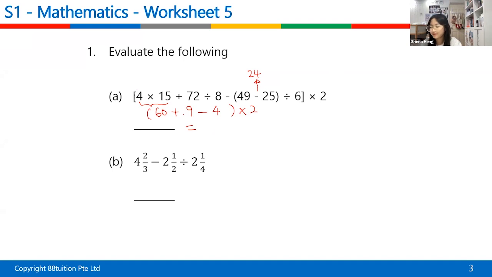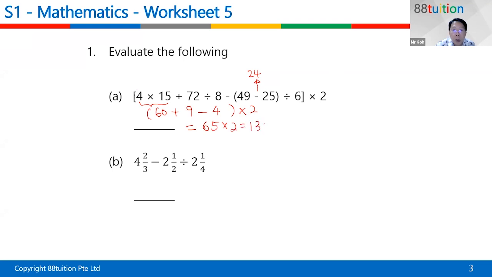Okay, I understand. All right, so you actually have 60 plus 9, 69 minus 4. That gives you a 65. Then, of course, it times 2. And that gives you 130. Okay, is this all right?